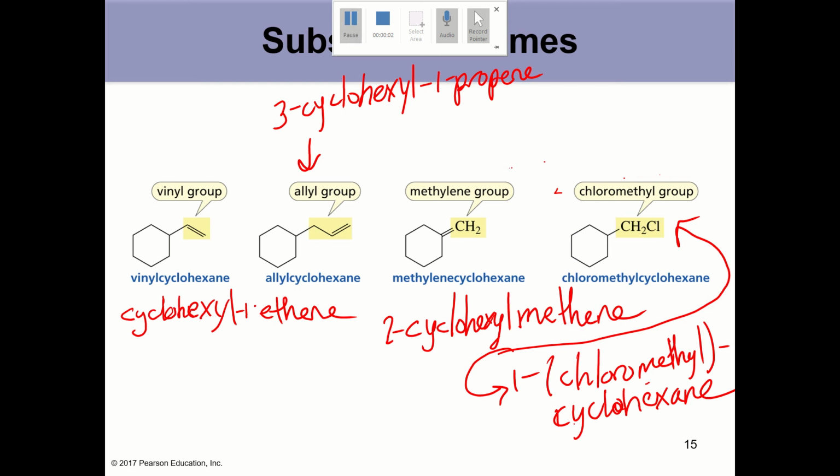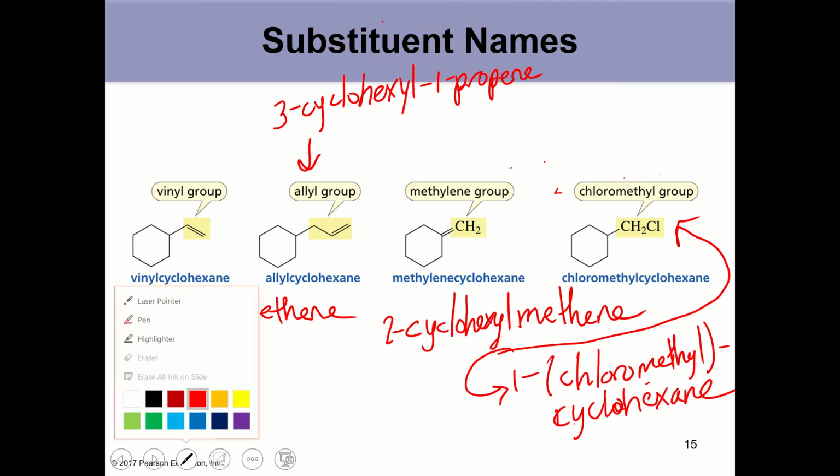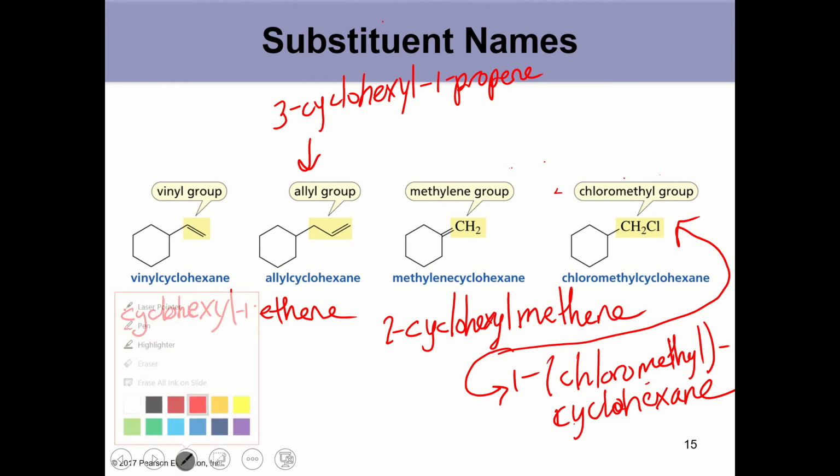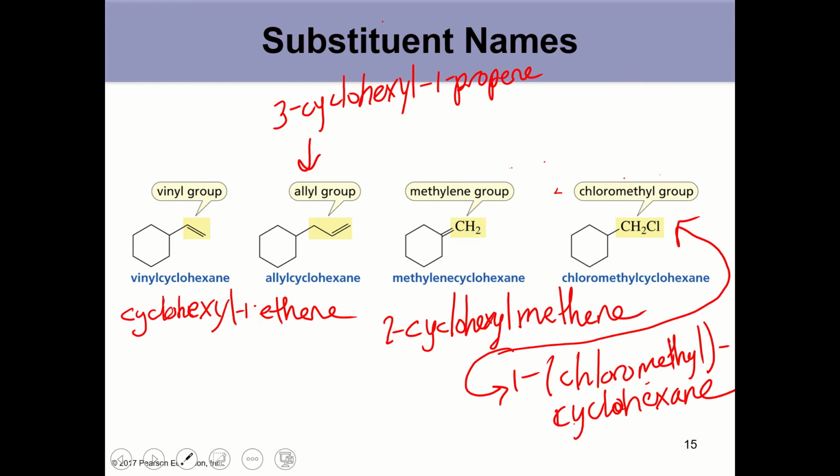So as I said, we are not going to be using these common names they have written in blue. We're going to be using the names that I have given you in red. So the molecule at the far left is called cyclohexyl 1-ethene. The second molecule in line is 3-cyclohexyl 1-propene. Then we have 2-cyclohexyl methene, and at the far right, 1 (chloromethyl) cyclohexane.